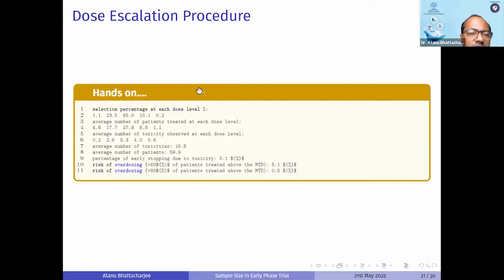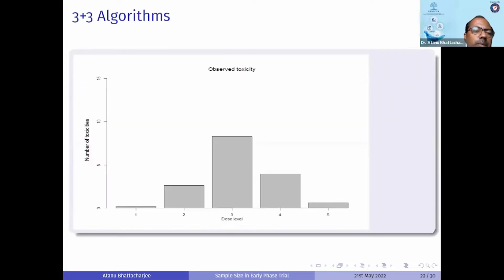So it gives us the selection percentage at each dose level, the average number of patients treated at a particular dose level, and the average number of toxicities observed at each dose level. It gives more depth, but I would say the best approach is to start with this earlier code, keep it handy, and proceed further.